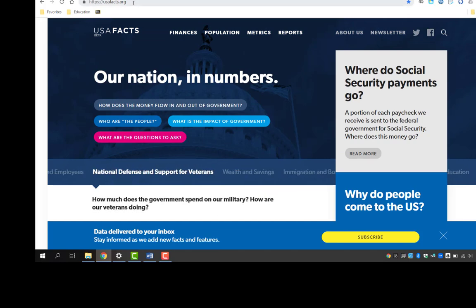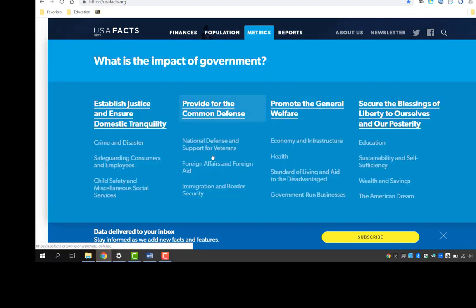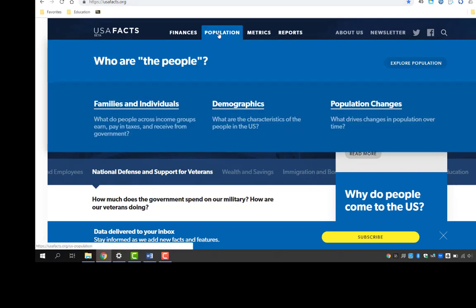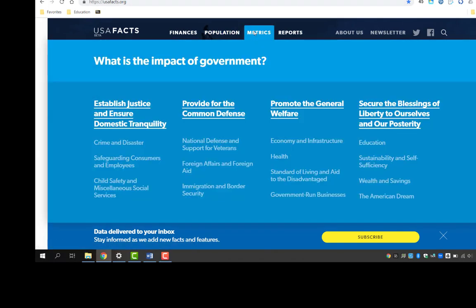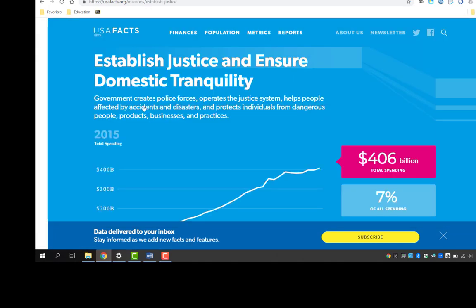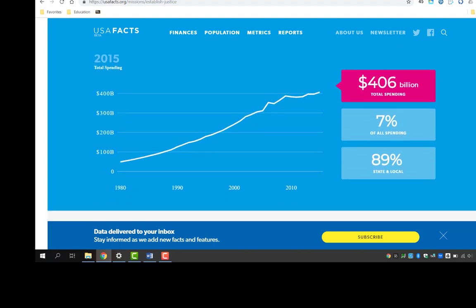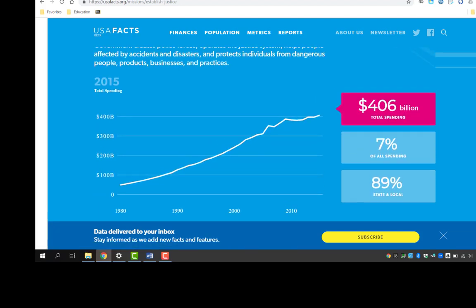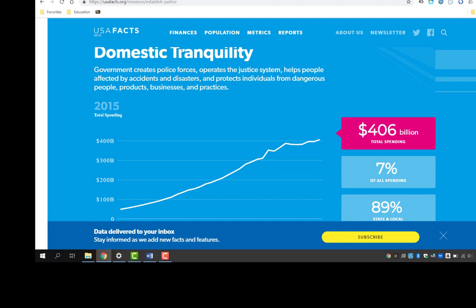usafacts.org. You can see right here, and you can find a lot of information about the population, the metrics, and let's just go on and look at a couple of them. Establish justice and ensure domestic tranquility, and you can see some very visual displays as well. And you can see throughout the years what this one is. The government creates police forces, operates, and so on.